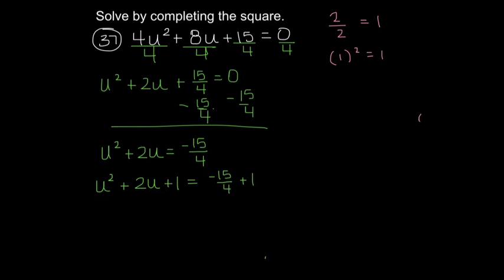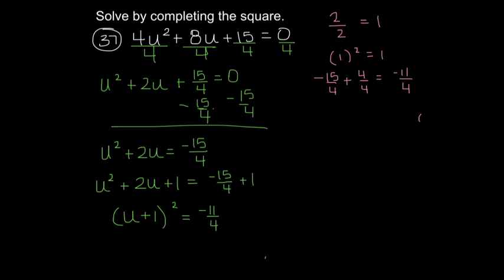To simplify the left, it's always going to be u, and then whatever half of the linear coefficient was. Half of 2 is 1, so I get (u + 1) quantity squared equals, please don't get lost with the fractions, negative 15/4 plus 1, which I can just rewrite as 4/4. Adding my numerators gives me negative 11/4. So I have (u + 1) quantity squared equals negative 11/4.